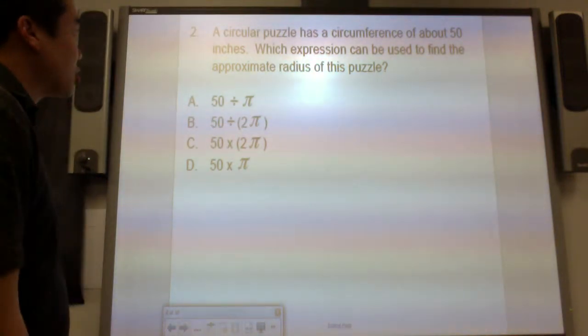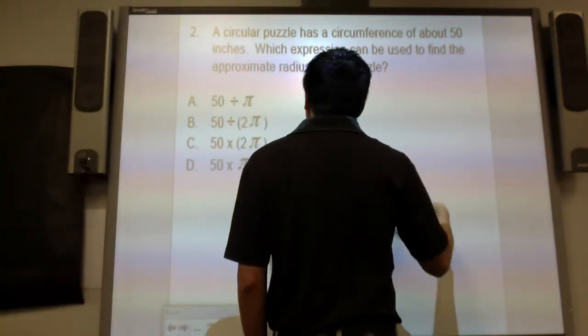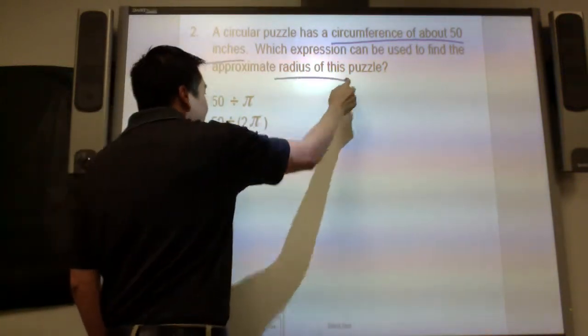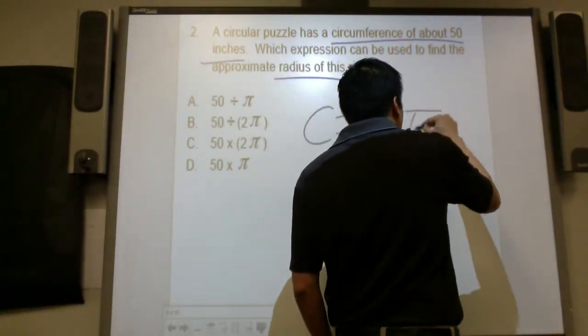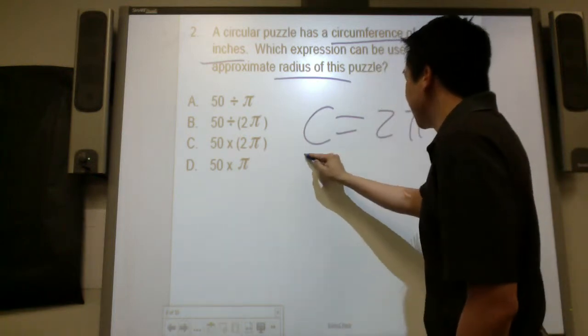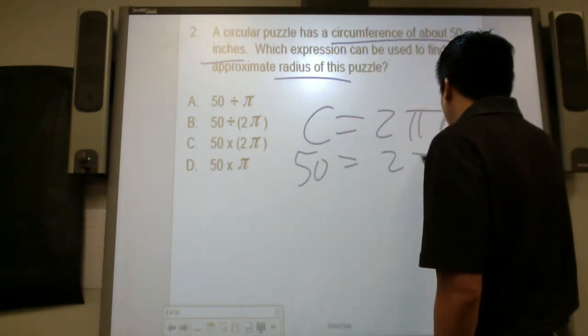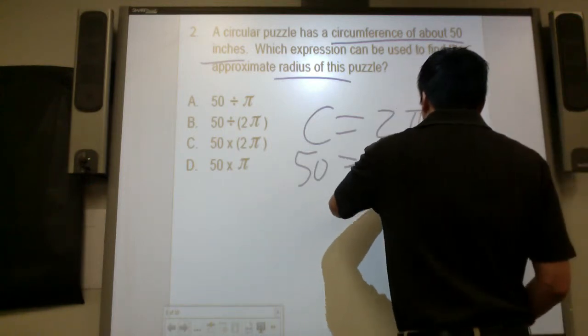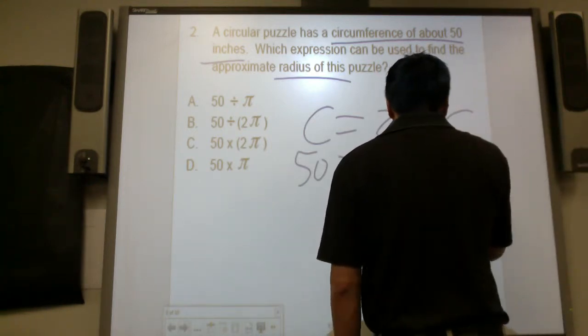A circular puzzle has a circumference of about 50 inches. Which expression can be used to find the radius? C equals 2 pi r. We said the circumference is 50 equals 2 pi r. I need to find the radius.